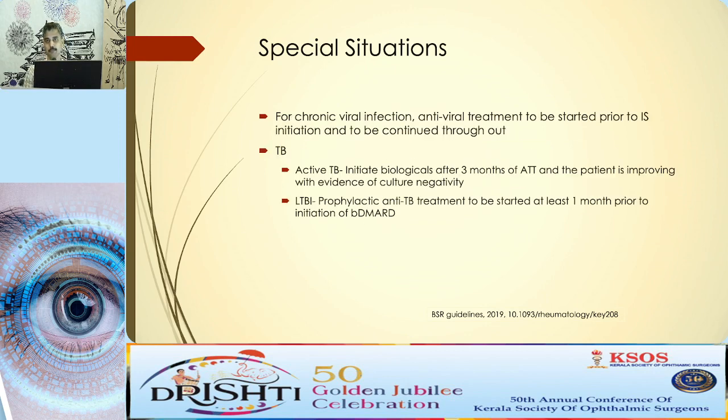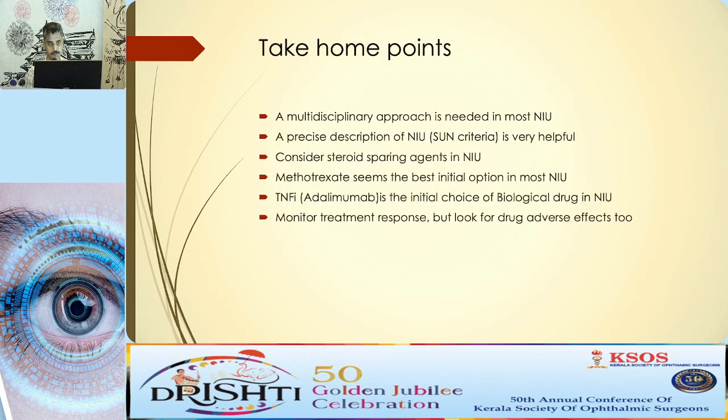If the patient has hepatitis B or hepatitis C, you treat the hepatitis B and C and you can start the immunosuppressive therapy. If the patient has active tuberculosis, treat the tuberculosis with ATT, and after at least 3 months of treatment, you can consider giving immunosuppressive therapy. And if the patient has latent TB with Mantoux positivity or IGRA positivity, you have to treat it with LTBI treatment, and at least 1 month into the therapy, you can start immunosuppressant drugs.